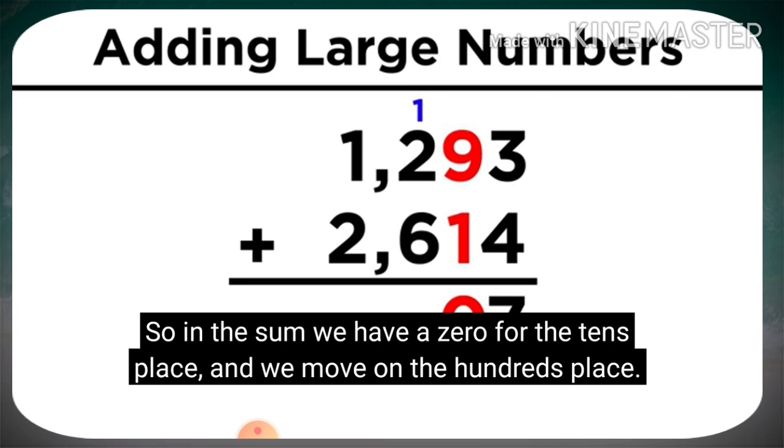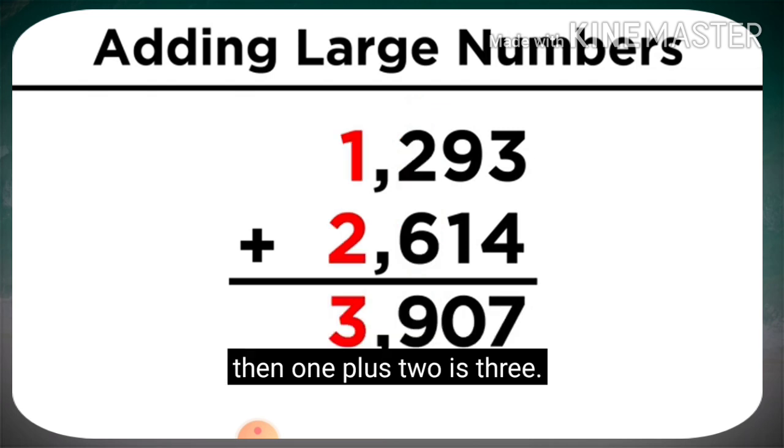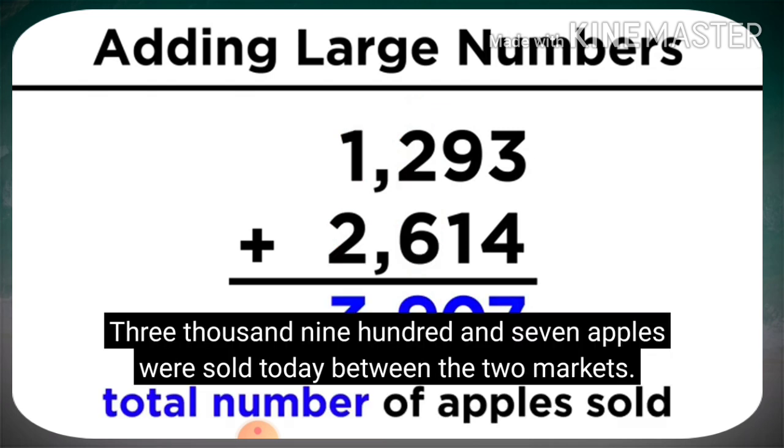So in the sum, we have a 0 for the tens place, and we move on to the hundreds place. The one that we carried, plus 2 plus 6, gives us 9 for the hundreds place, and then 1 plus 2 is 3. 3,907 apples were sold today between the two markets.